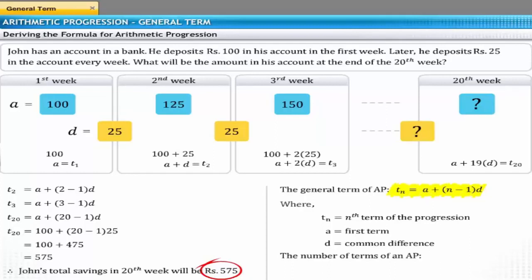The number of terms of an arithmetic progression whose A, D, and Tn are given is n equals Tn minus A divided by D plus 1.